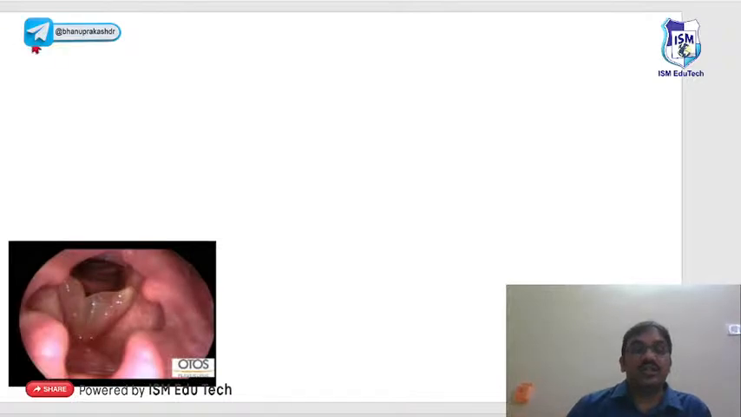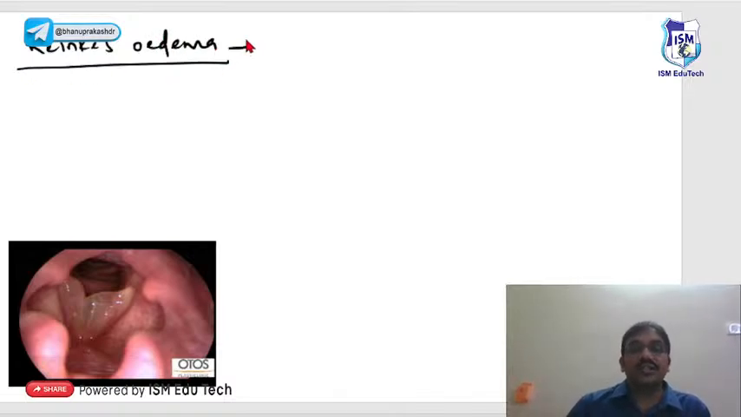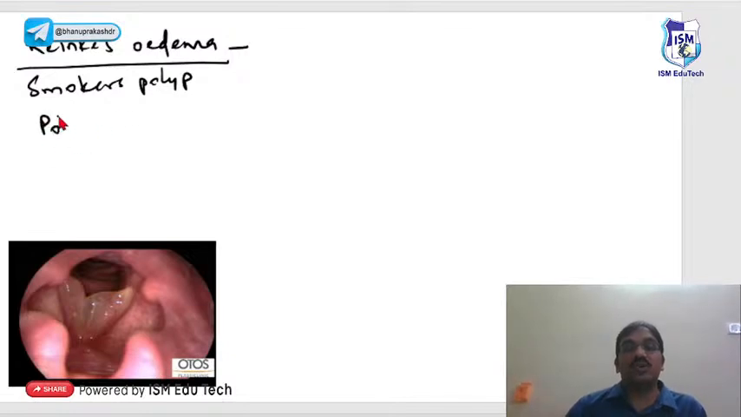The next condition is Reinke's edema, or smoker's polyp. Reinke's edema is most commonly seen in smokers. This is also called smoker's polyp, or polypoid chorditis, because the cord itself will appear as a polyp. What happens here is that there is a space in between, and you have already studied the layers.